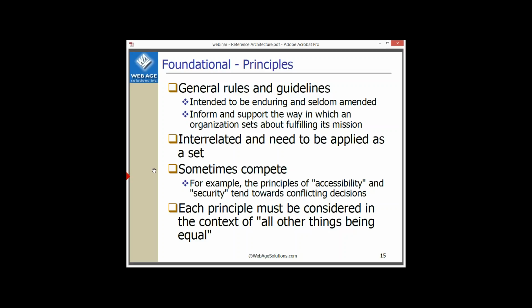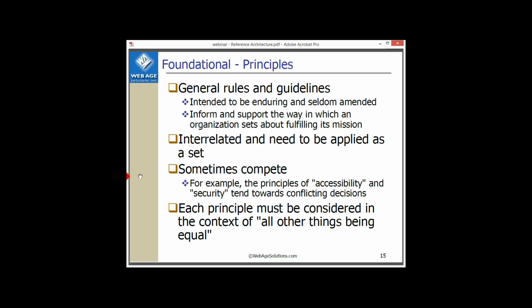So when you're trying to make decisions and you're having trade-off analysis discussions about which way should we take this design, the whole idea of having principles is to help people make better decisions so that what they end up with is more closely aligned with the high-level principles that the organization wants to have.